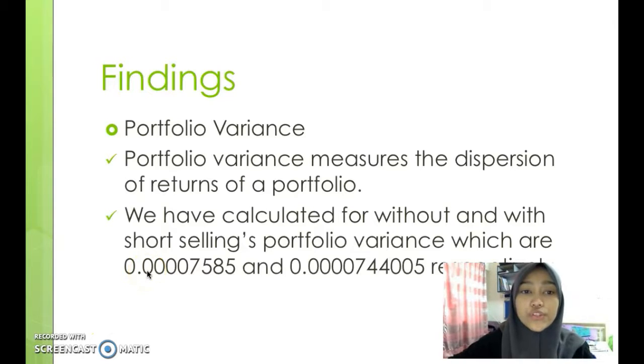Now I will continue with what we have found from the portfolio in this project. For the portfolio variance, we measure the distribution of the return of the portfolio that we have calculated for the without and with short selling portfolio variance, which are 0.00007585 and 0.0007440005 respectively.